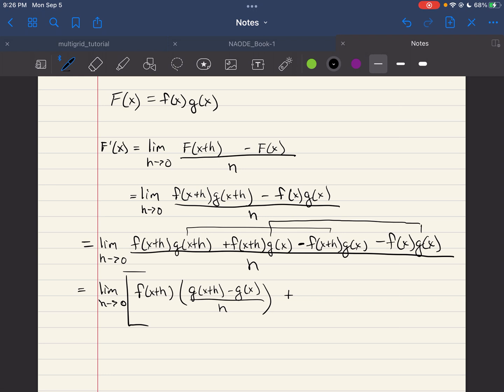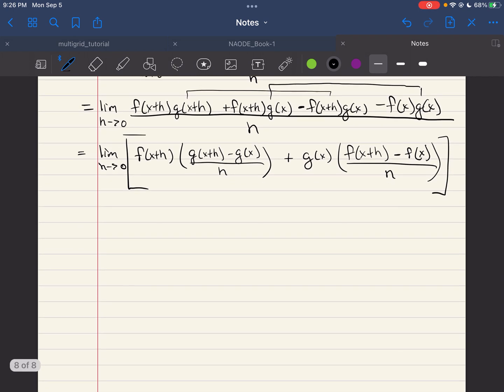So we can factor out a g of x of this. So we factor out a g of x, and then we're left with f of x plus h minus f of x all over h. And this is starting to look very similar to what we know for the product rule.